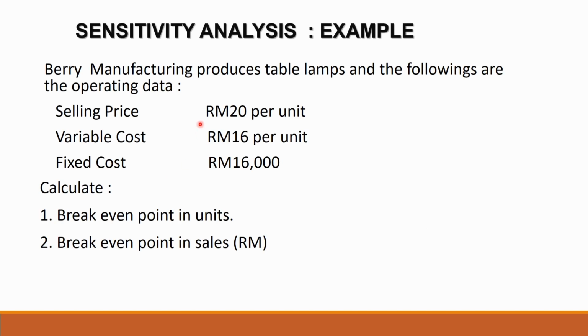I will give you one example of how to calculate the changes in variable cost, fixed cost, or selling price. This we call sensitivity analysis. So we look at this question. Berry Manufacturing produces table lamps and the following are the operating data. Selling price RM20 per unit, variable cost RM16 per unit, fixed cost RM16,000. Number 1, calculate the break-even point in units. And number 2, calculate the break-even point in sales or RM. So this is the original data, because we want to compare with the changes in variable cost, fixed cost, and selling price.